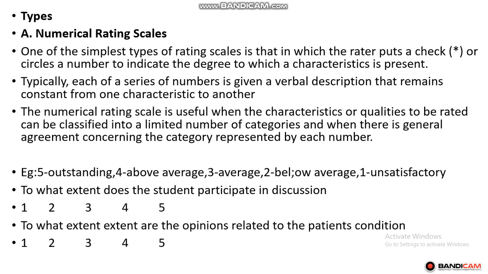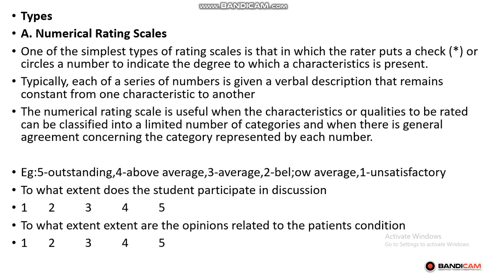They can circle or put a tick mark, whatever it may be. So typically each of the series of numbers is given a verbal description that remains constant from one characteristic to another. For example, 3 is given a description that it is average, 2 is given a description that it is below average. So in that way a verbal description will be given, and accordingly the student who is using this rating scale can rate it.